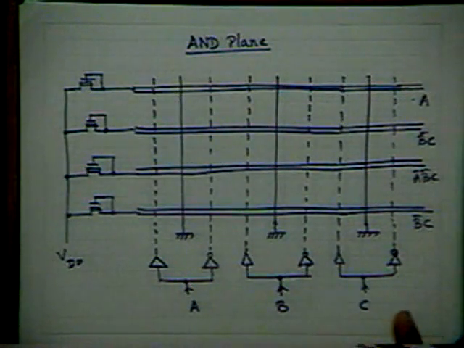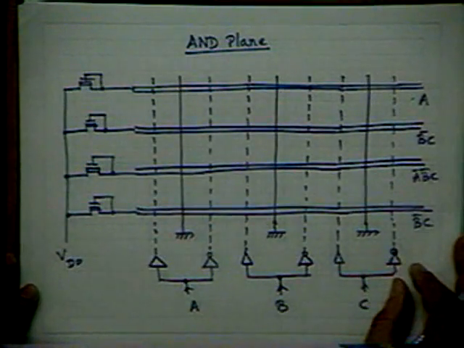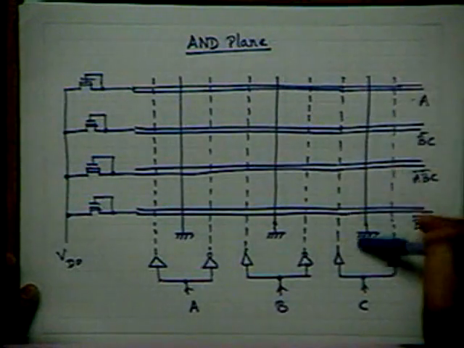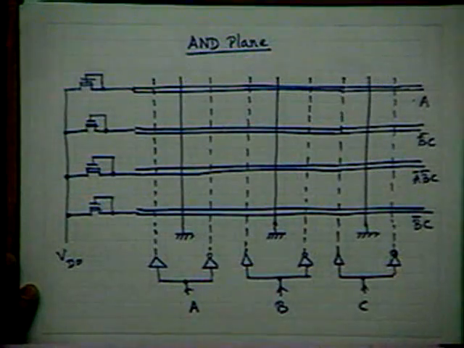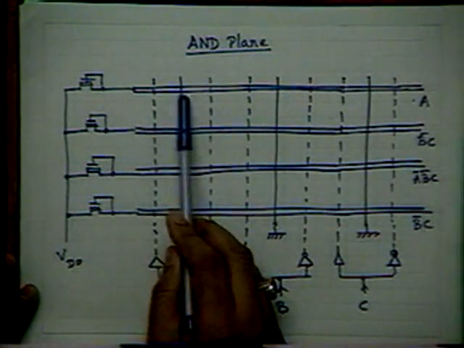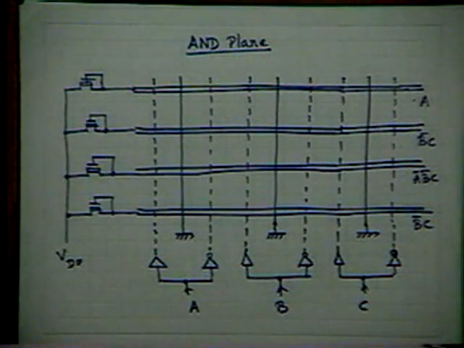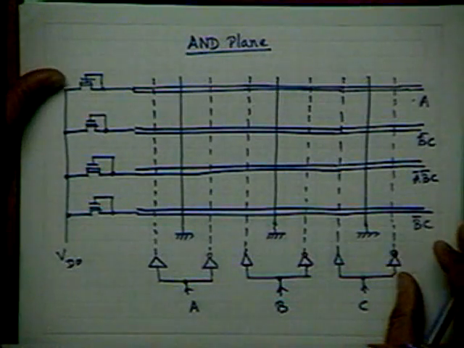I am using one color representation of the stick diagram. Therefore, these are nothing but diffusion lines, N plus diffusion lines. Please remember, these 3 diffusion lines are grounded. So at the intersection of the different lines, no connection exists, as per the rules framed while drawing the stick diagram.